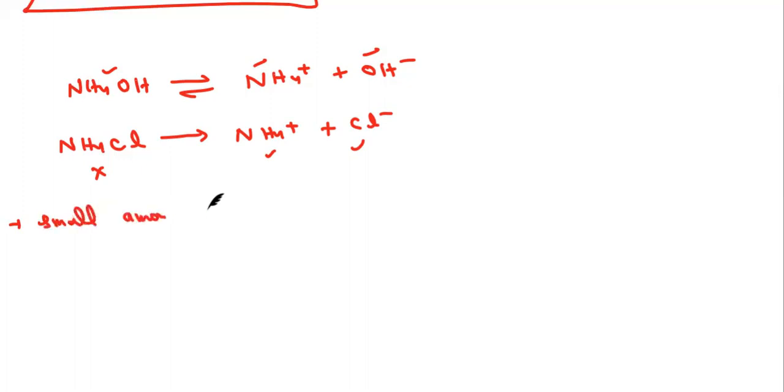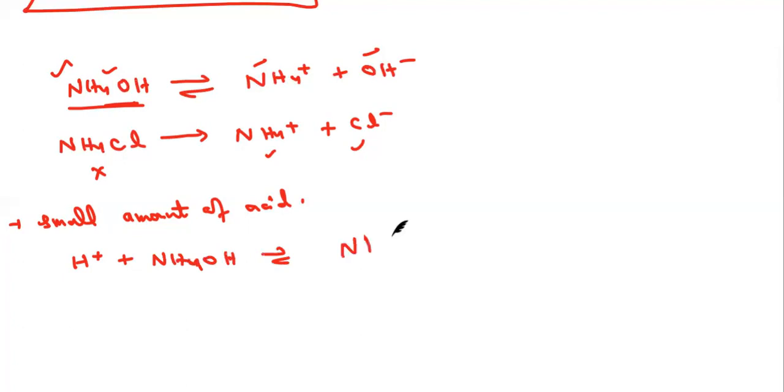If we take a small amount of acid, meaning H plus, and you have the NH4OH, this H plus combines with NH4OH. Do you know what is getting formed? It forms NH4 plus, and OH combines with H to form water. Water is neutral, so don't think about H2O.